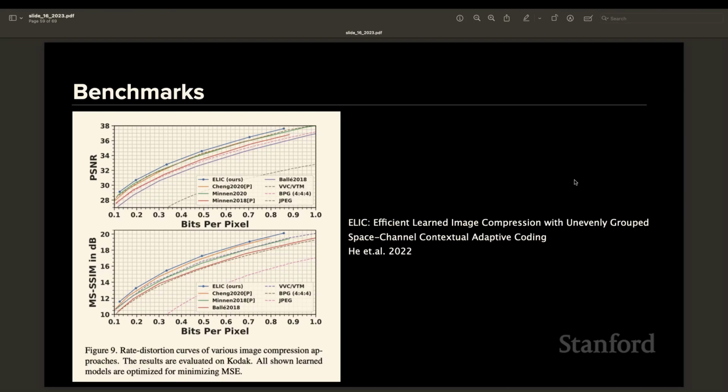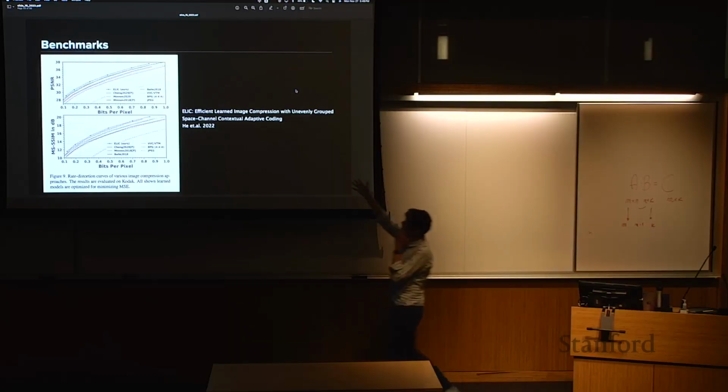Yeah. So this is just a benchmark of how these compressors perform in real life. This is a paper from 2022. Here, different colors are different compressors. The x-axis is bits per pixel, so a higher value on the x-axis is a higher rate. The y-axis is PSNR or MSSIM. Don't worry about them. These are just some metrics. These are quality metrics instead of loss metrics, so a higher value is better.